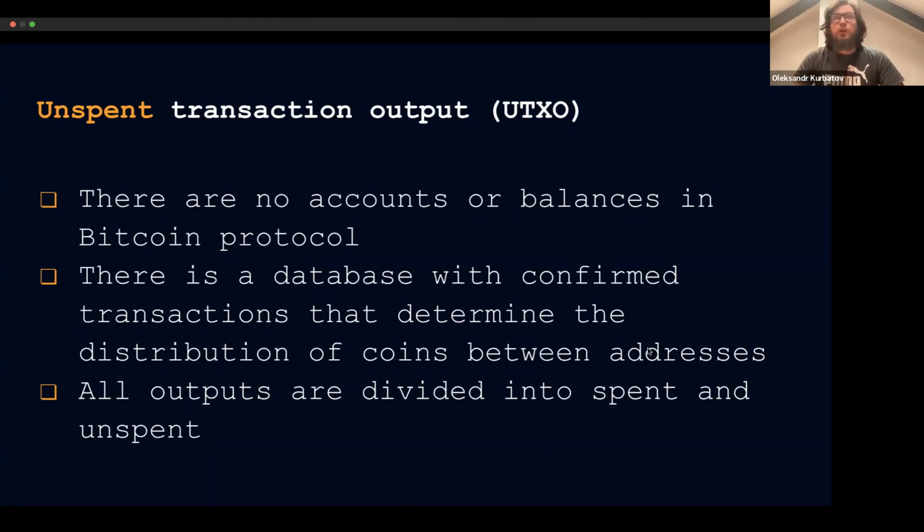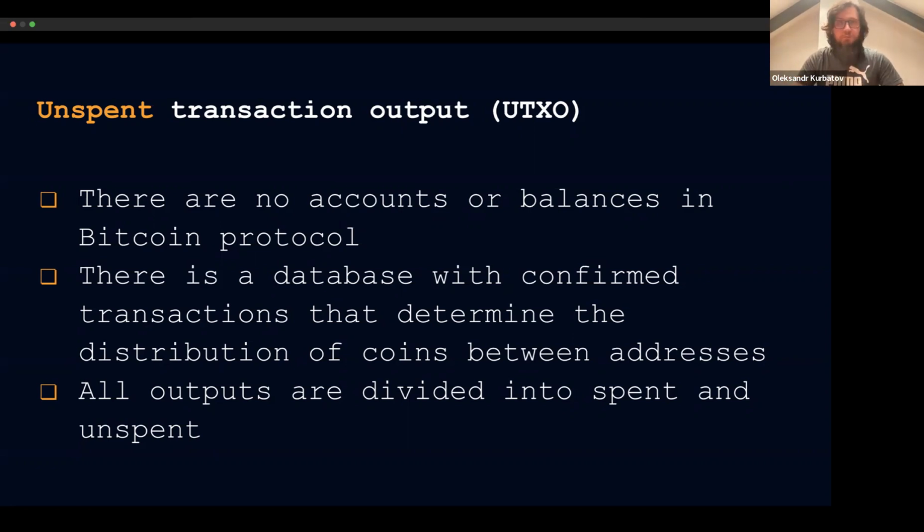You could ask a question: how can we calculate the final amount of Bitcoins in the network? Because if you wanted to do that, you should process all transactions. And if I wanted to receive my relevant balance, it means I should process all Bitcoin transactions and find all my UTXOs.